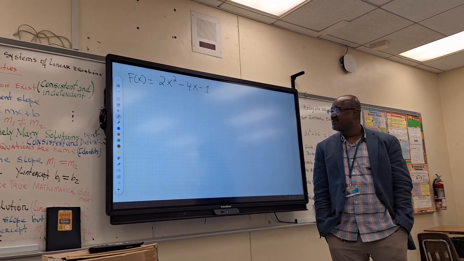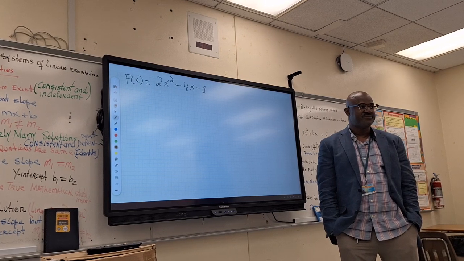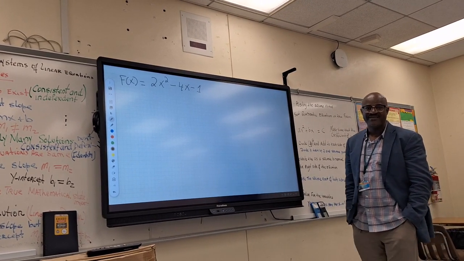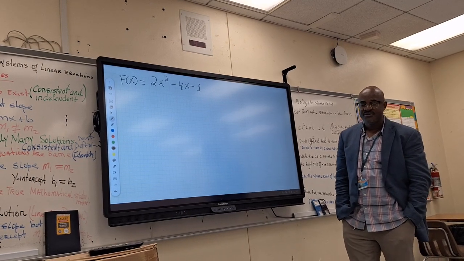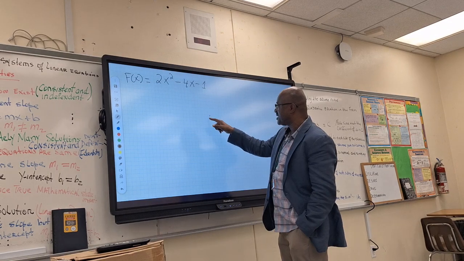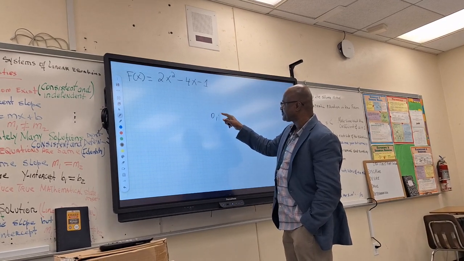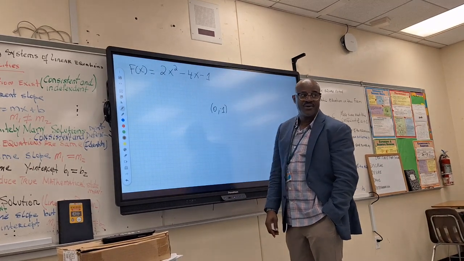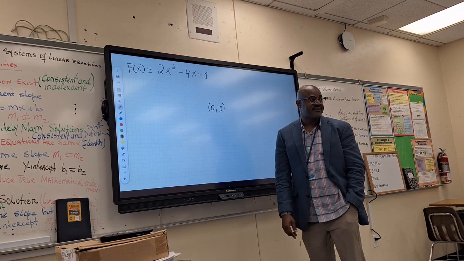So if that equation is in standard form, then what will be your y-intercept? Negative 1. (0, -1). That would be the easiest one to find. Your y-intercept is (0, -1). Right. I'm going to use the quadratic formula to find the x-intercept.